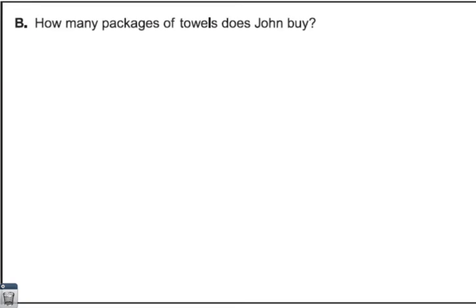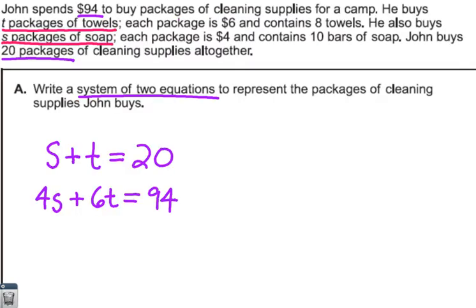But now that you've hopefully tried it, part B asks, how many packages of towels does John buy? Well, it's almost saying, okay, so what is T? Or maybe better yet, how many packages of towels? Well, okay, so T equals what? So, I mean, you guessed it, hopefully. We need to solve the system. And what was the second equation? $4 for each package of soap. So 4S plus 6T equals 94.